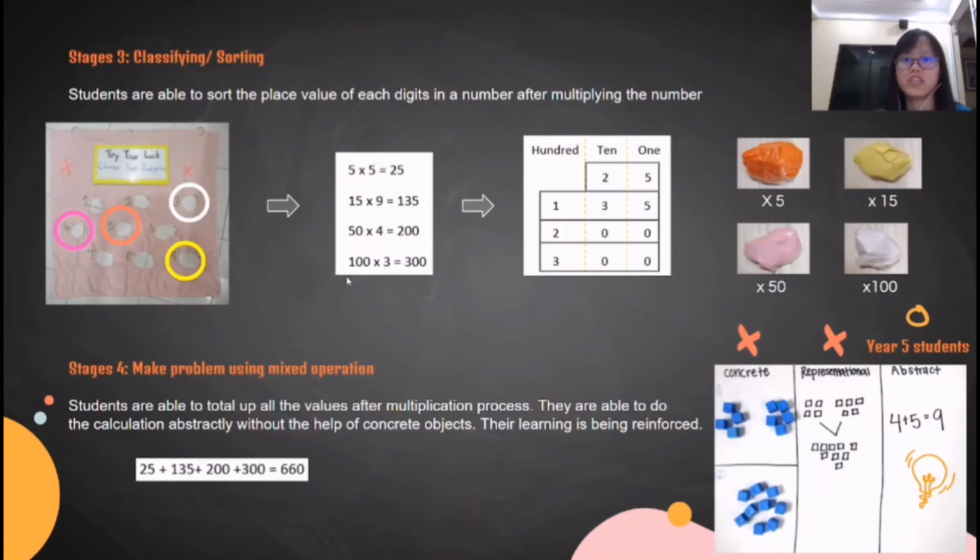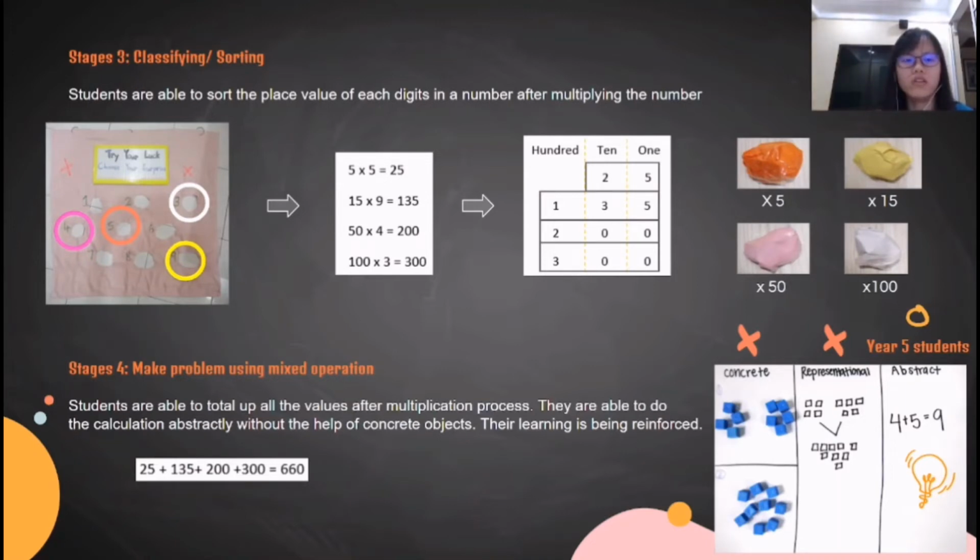Thus he or she needs to take 100 times 3. And then to get the answer, they need to multiply all the 4 balls, the holes they get, and then the number they got, they know how to place into the place value of each other. For the number 25, they know 2 is in the place value of 10 and 5 is at the place value of 1. And then for another example, 135, they know 1 is at the place value of 100 and 3 is at the place value of 10, and then 5 is at place value of 1.